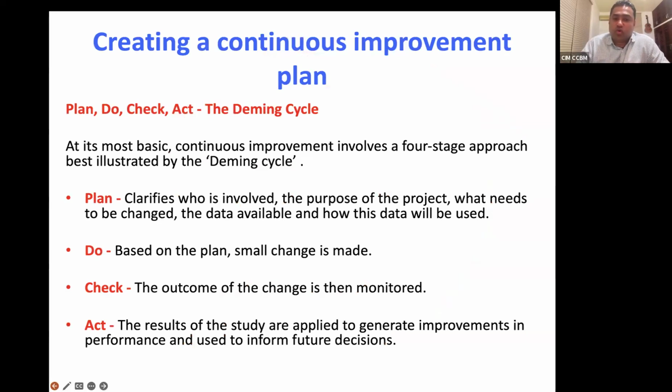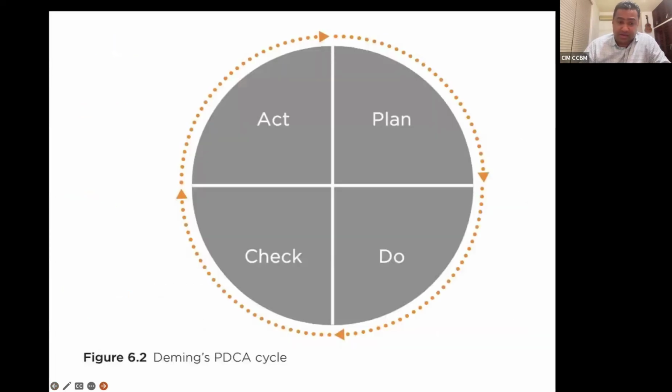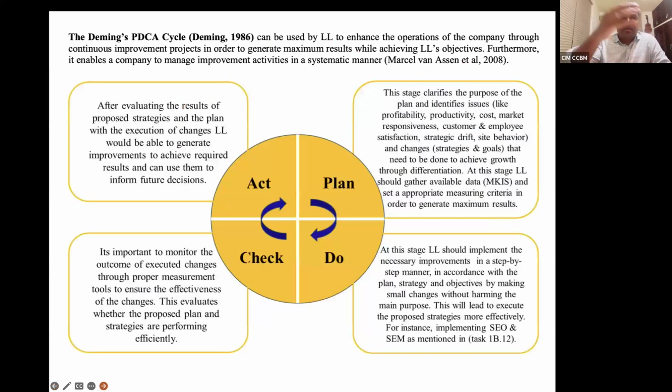Plan clarifies who is involved, the purpose, what needs to be changed. Then you implement the plan. Then you check the outcome of the plan and monitor. And act will involve taking any lessons that you've learned and improvements for future decisions. So we call this a continuous improvement cycle or the Deming cycle. Another word is PDCA cycle. Here's an example of how it has been used in a marketing plan by a student. The Deming cycle.